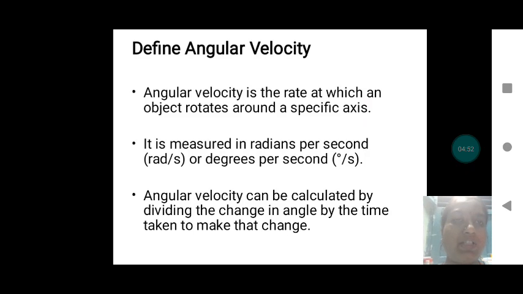Define angular velocity. Angular velocity is the rate at which an object rotates around a specific axis. It is measured in radians per second or degrees per second. Angular velocity can be calculated by dividing the change in angle by the time taken to make that change.